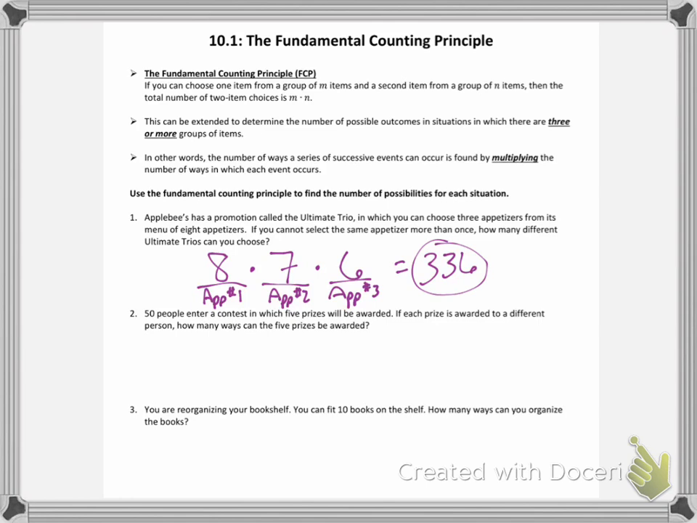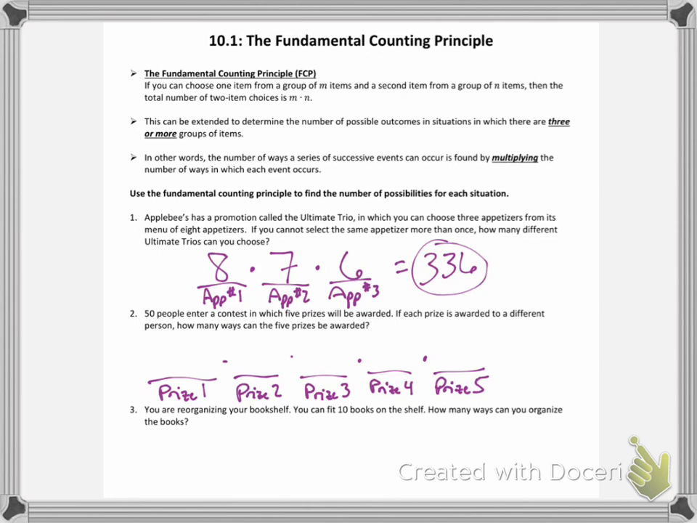So we have 5 prizes. I'm going to set this up again. Prize 1, prize 2, prize 3, prize 4, and prize 5. So these are my 5 prizes.